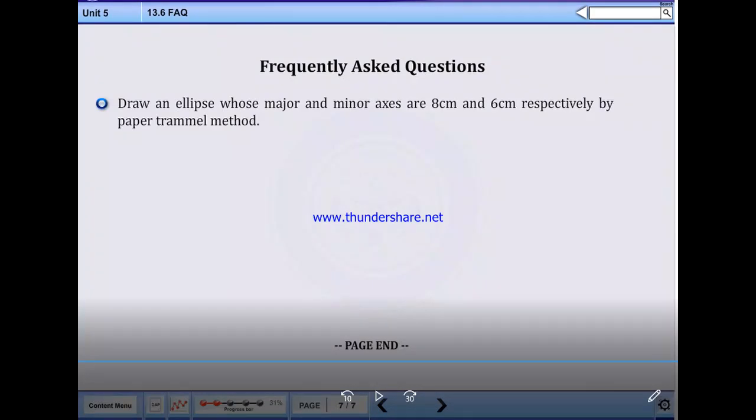Now the frequently asked questions, for examination purposes: draw an ellipse whose major and minor axis are 8 centimeters and 6 centimeters respectively by paper trammel method.